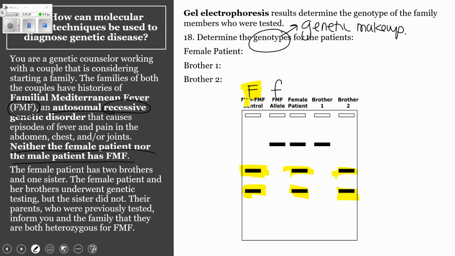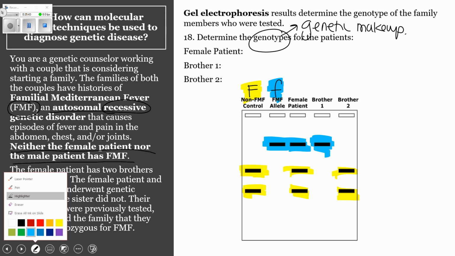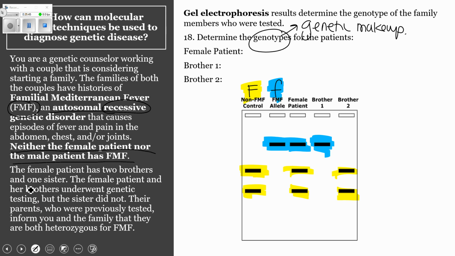The next thing that you have to do is figure out the FMH allele, which is going to be represented by that little f. From this, you should be able to tell the genotypes of all of the people listed, the female, brother 1 and brother 2. So looking here, patient female.